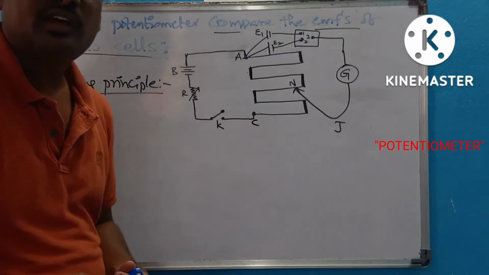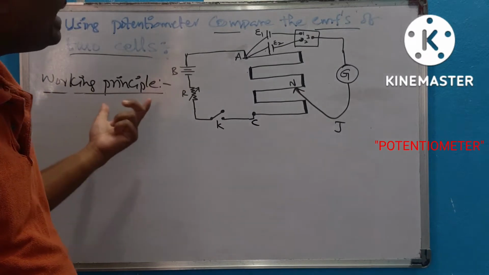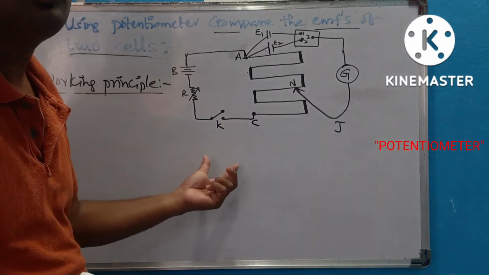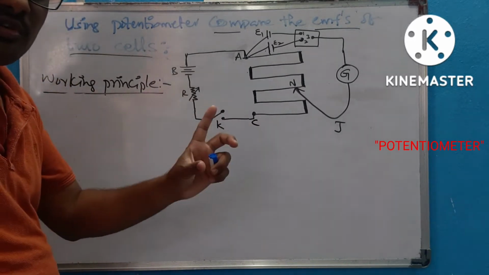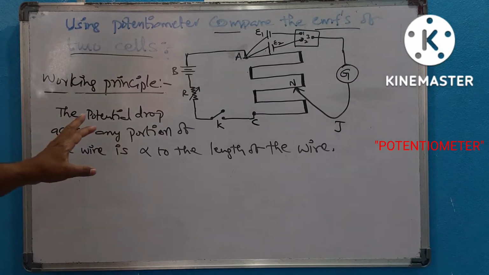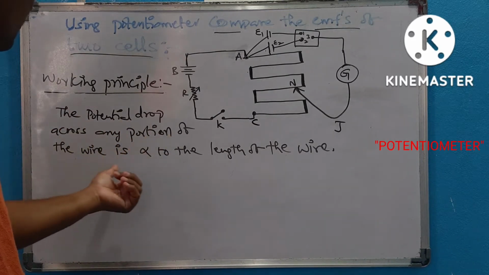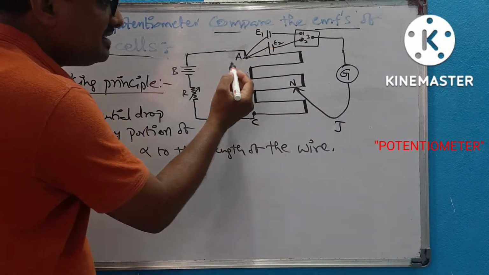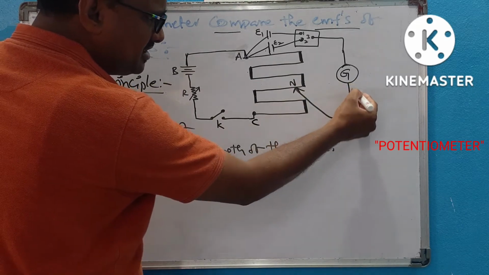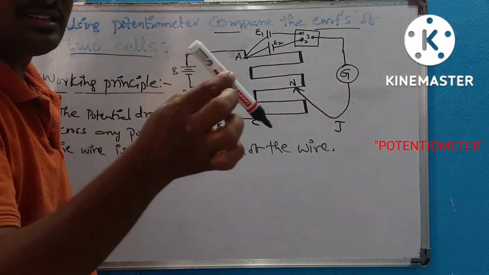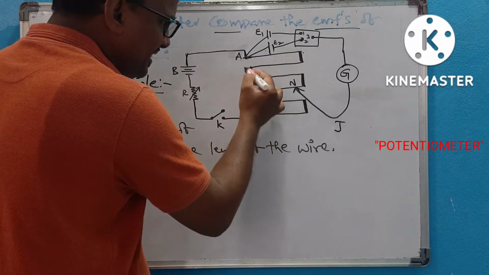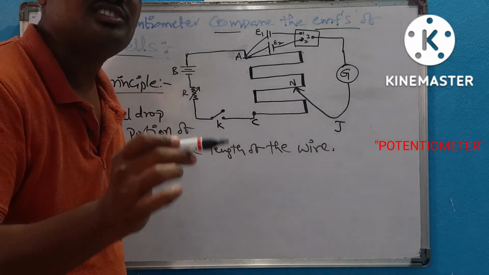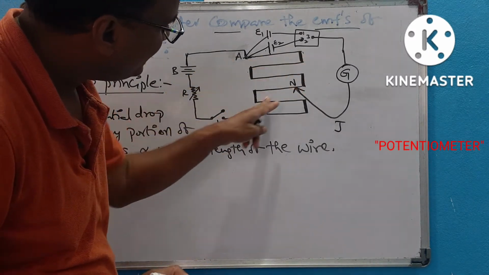Here we must remember the working principle of the potentiometer. What is the working principle? The potential drop across any portion of the wire is directly proportional to the length of the wire. Here this is the jockey, looking like this, and we slide the jockey from A to C.